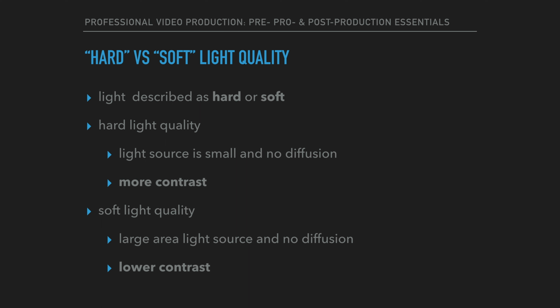In regards to soft light quality, if a light source is of a larger area and there is diffusion between the light and the actor and it is bounced, the light will have a lower contrast and it will be considered soft.